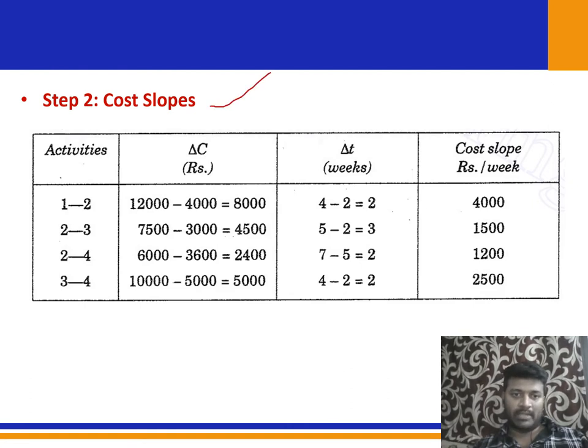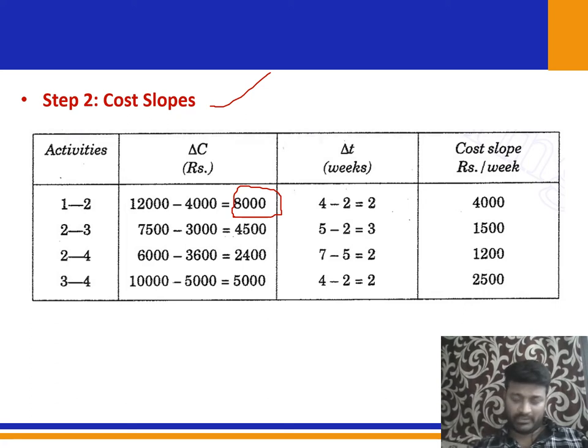So they are given the activities 1 to 2, 2 to 3, 3 to 4 and 2 to 4, and you need to find the delta T and delta C, which I've already told you. Delta C is nothing but your project crash cost minus the normal cost. So the crash cost is given like 12,000 and the normal cost is 4,000. When I subtract both these, you will get 8,000. So that is your delta C for the 1 and 2 activity.